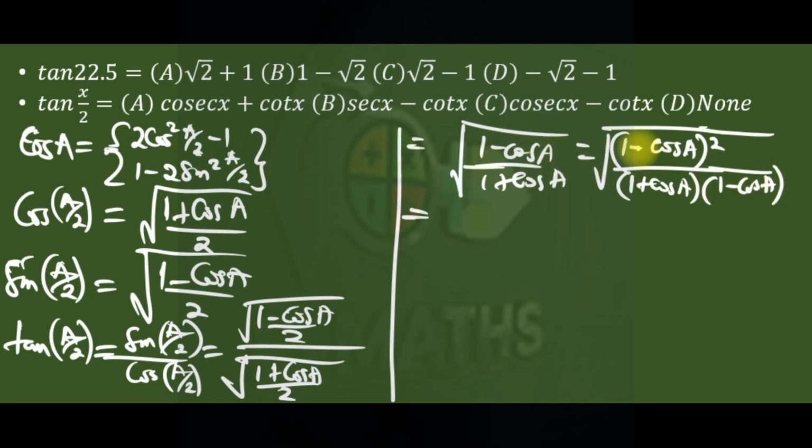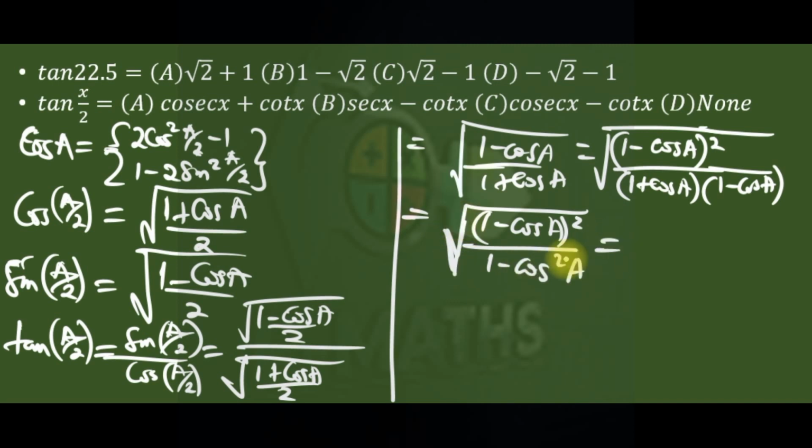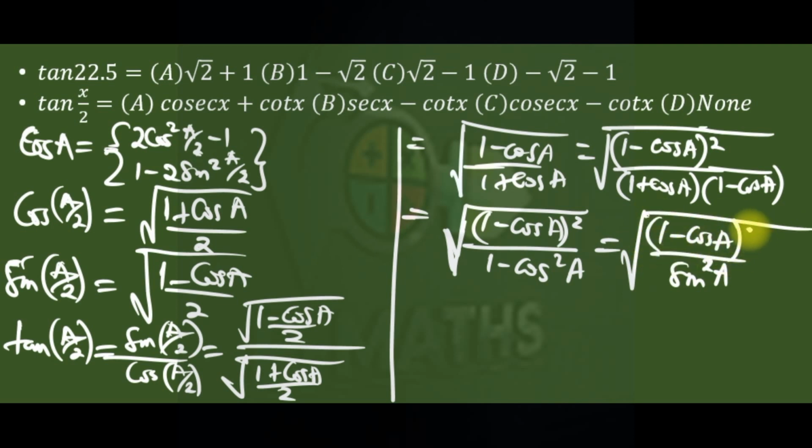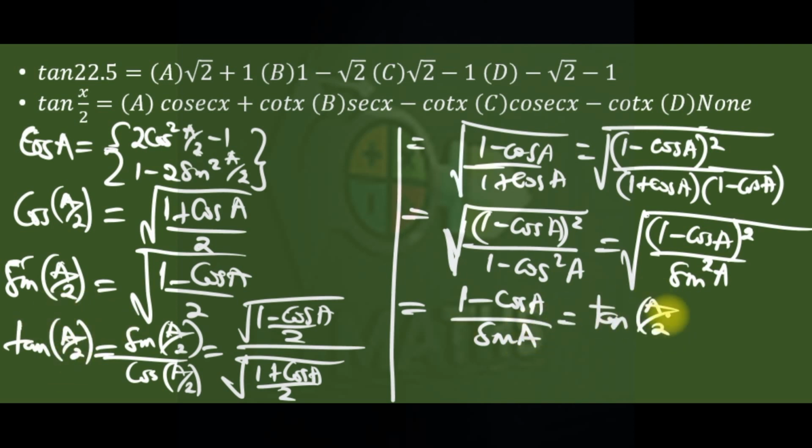So this times 1 minus cos A is now 1 minus cos A all squared, square root. The bottom is a difference of two squares, which is 1 minus cos squared A. In our Pythagorean identity, 1 minus cos squared A is sine squared A. So what do you notice? Square over square, we can factor the square, so the square root will affect that. So we have 1 minus cos A over sine A. So I'm saying that tan half A is equal to 1 minus cos A over sine A.